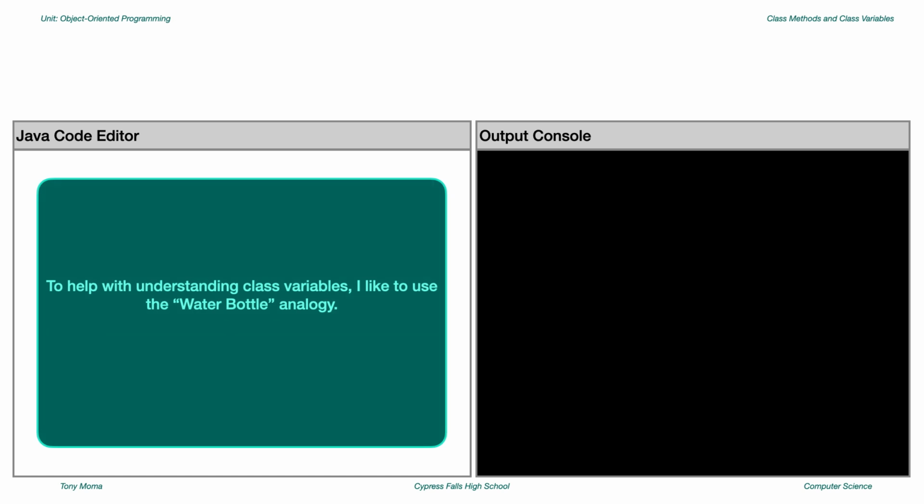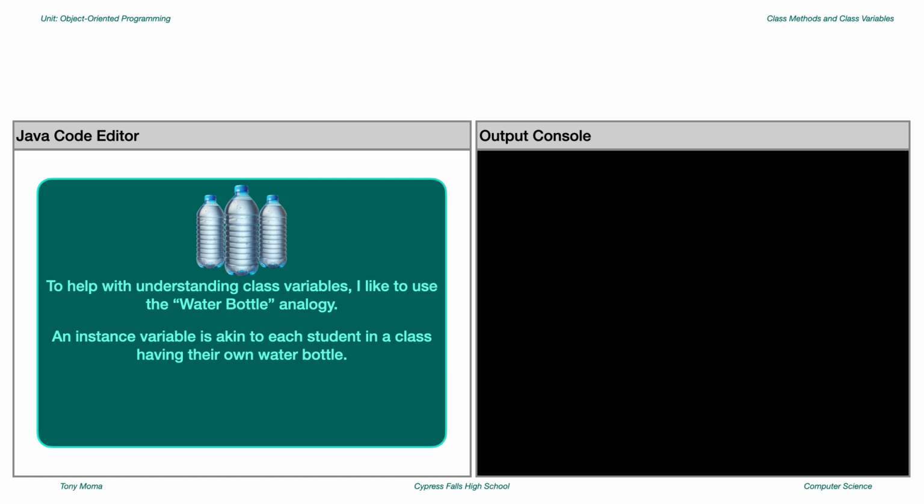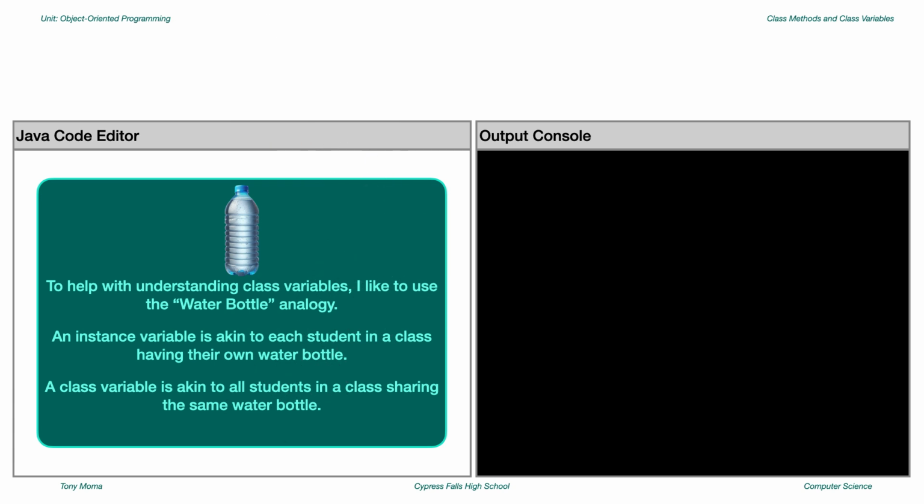To help with understanding class variables, I like to use the water bottle analogy. An instance variable is akin to each student in a class having their own water bottle. When a student drinks half of their own water bottle, only that student will have half of a whole water bottle remaining. Drinking from their own water bottle doesn't affect any other student's water bottle because each student has their own. A class variable, however, is akin to all students in the class sharing the same water bottle. If a student drinks half of that water bottle, then the entire class will have half of a water bottle remaining because they're all sharing the same bottle.